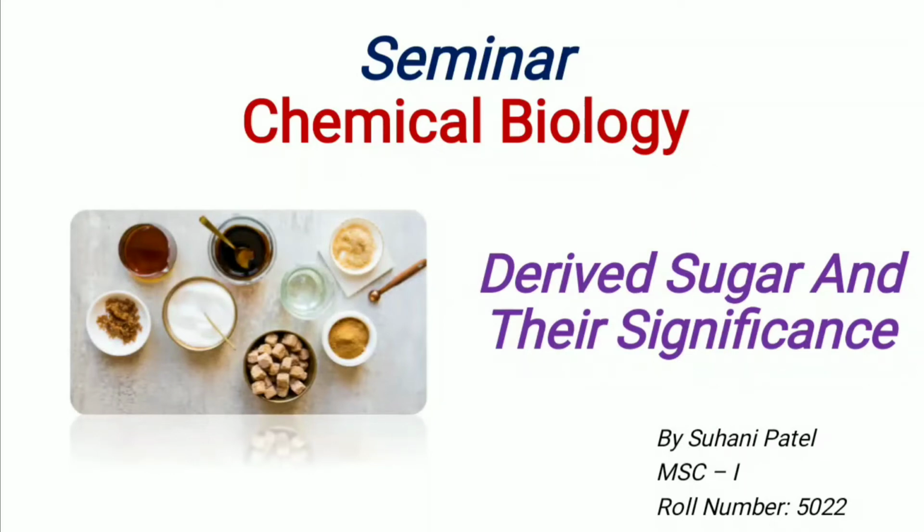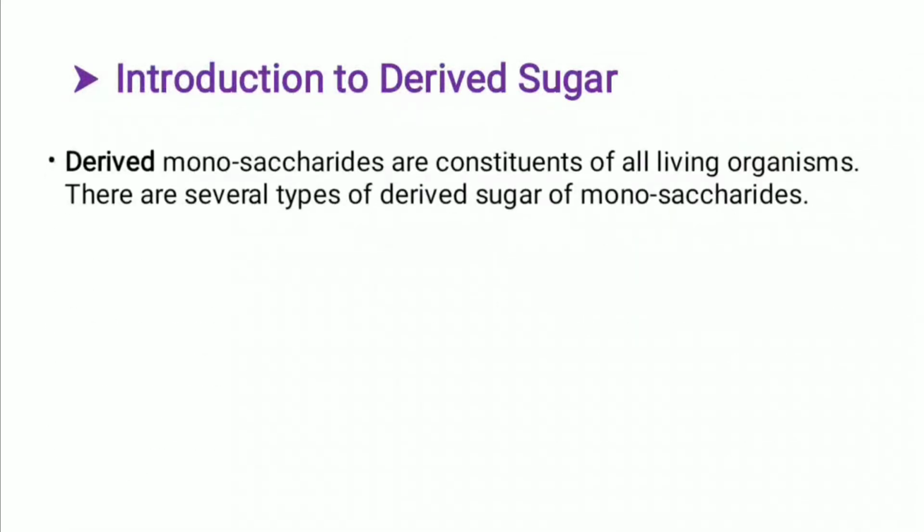Today I am presenting a seminar of Chemical Biology CHG 190 on derived sugars and their significance. So let me introduce what derived sugars are. As we know, there are four types of sugar: monosaccharide, disaccharide, polysaccharide, and oligosaccharides. Derived sugars are derived from monosaccharides. There are several types of derived sugars of monosaccharide.